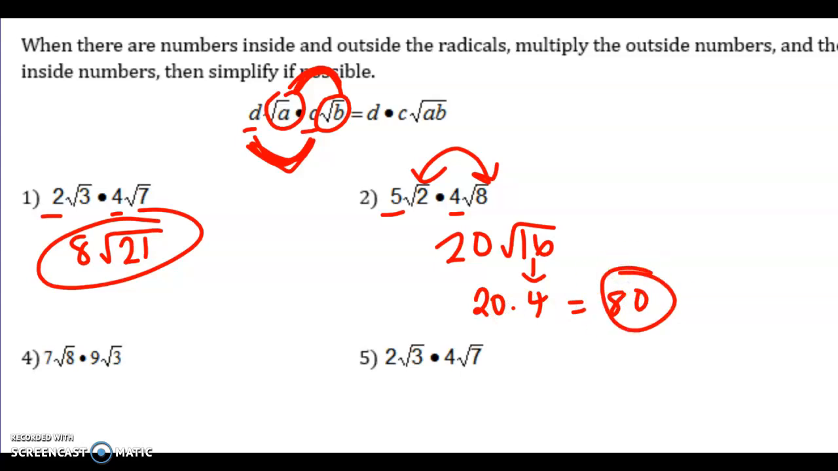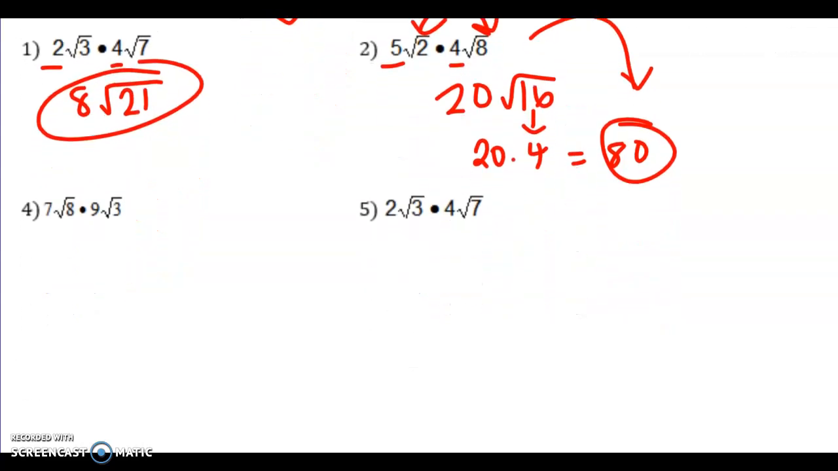Now, if you actually went in on a calculator and you did 5 square root of 2 times 4 square root of 8, miraculously, you would get 80. It would not give you a messy number. So just a fun fact there. Try it out. Pause the video.